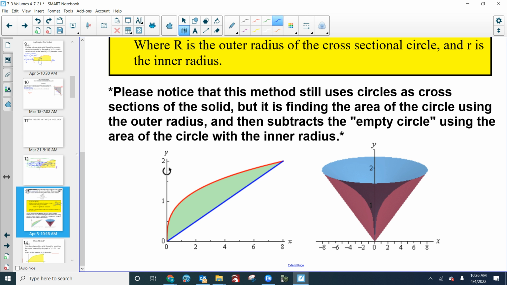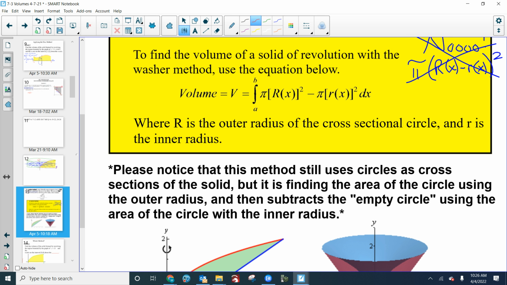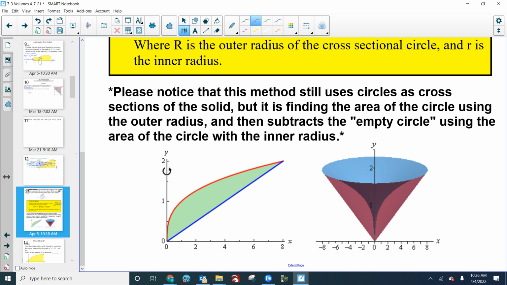Now, here's how we're going to do this. Do you agree? There's an outer radius, there's a capital R, and there's an inner radius, little r. If I were to take one cross section at, let's say, y equals 1, do we agree that would be a pretty decent cross section of what it's going to look like? Would you agree with that?